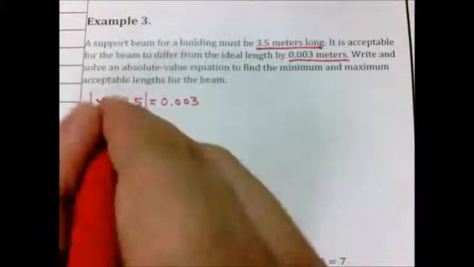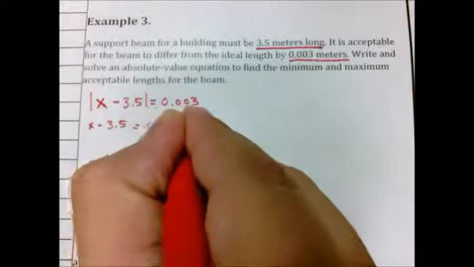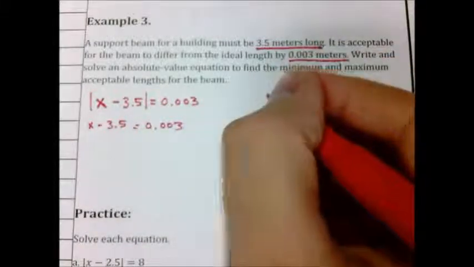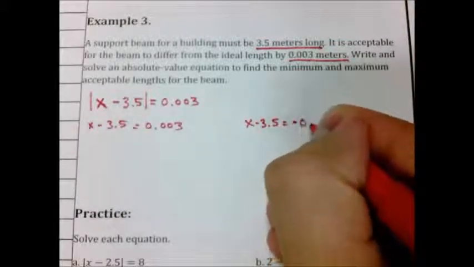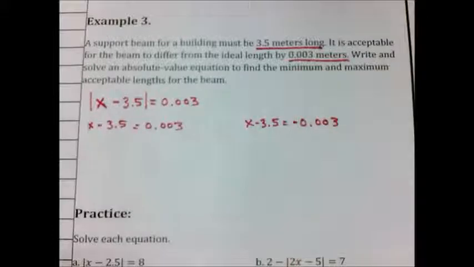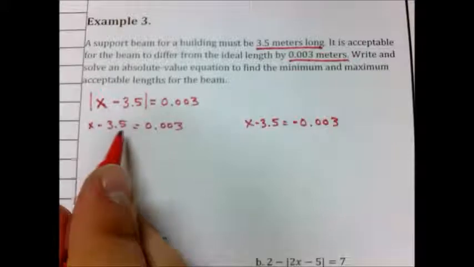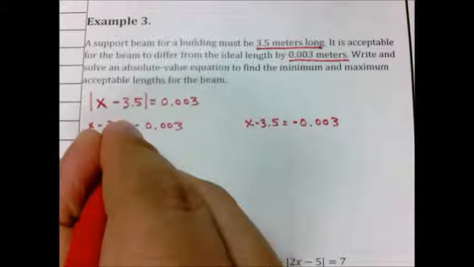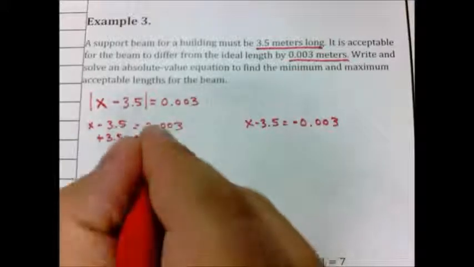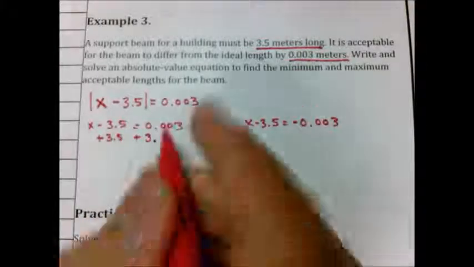We're going to drop the absolute value signs and set it to its positive and negative values. We have positive 0.003. And then on this other side, we have x minus 3.5 again, this time equal to negative 0.003. All right, so let's go ahead and solve this. We're going to solve for x, and we have x minus 3.5, so we have to do the opposite of subtraction, which is addition. So add 3.5, and remember, when you're adding a decimal, you have to keep your place values lined up. So where the decimals are, everything has to stay the same.